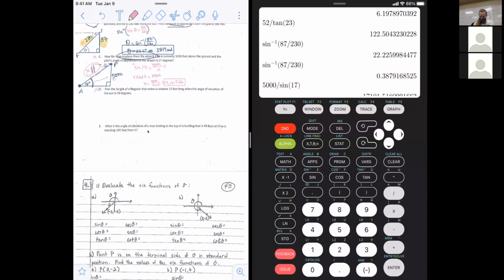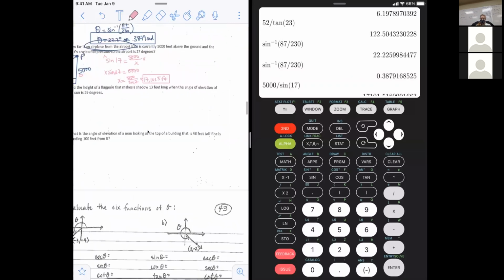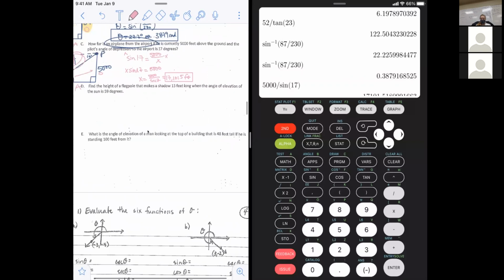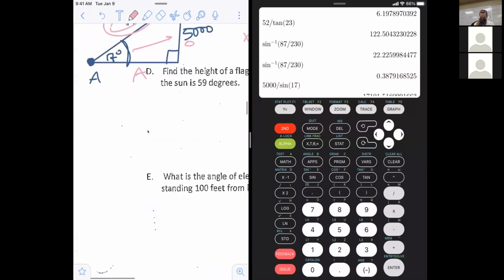D. This one's talking about a flagpole. It says find the height of a flagpole that makes a shadow 13 feet long where the angle of elevation of the sun is 59 degrees. So let's draw our picture. I've got a flagpole. It's 90 degrees in the ground. And then I've got the ground. Oh, that 90 degrees is rough.